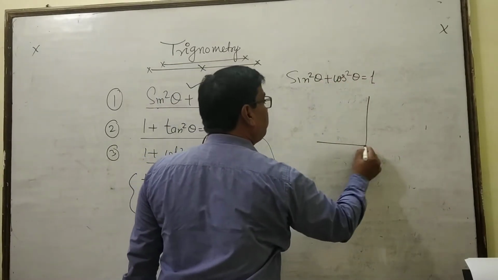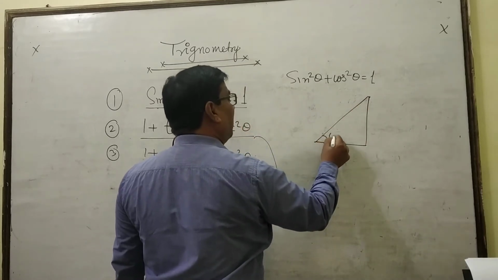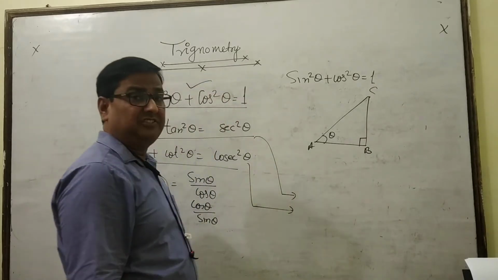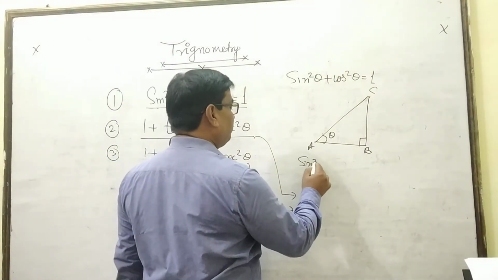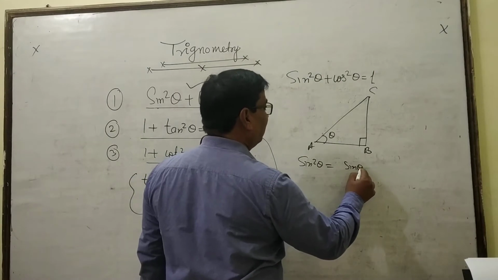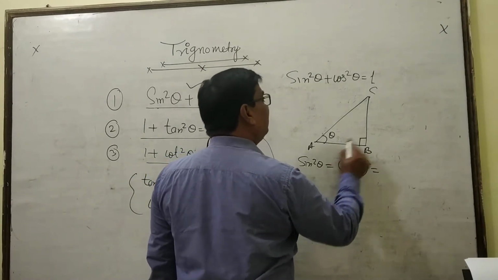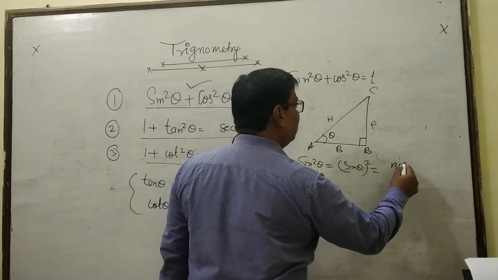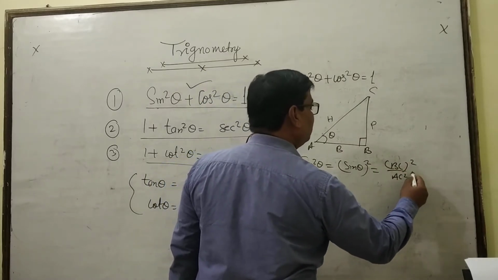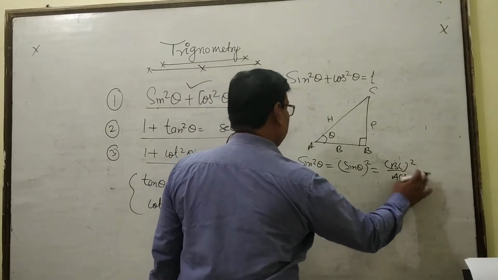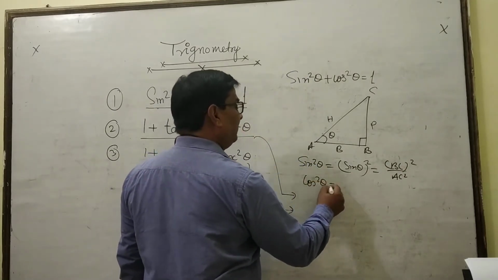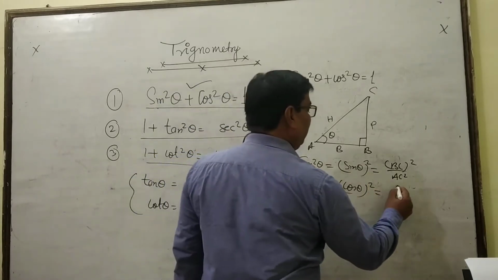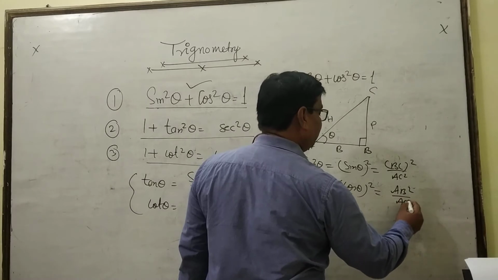Now look here, angle theta, triangle ABC, always a right angle at B. Sine square theta, you can write sine theta whole square. Sine theta is perpendicular upon hypotenuse, so BC square upon AC square is sine square theta. Cos square theta, cos theta whole square, is AB square upon AC square.